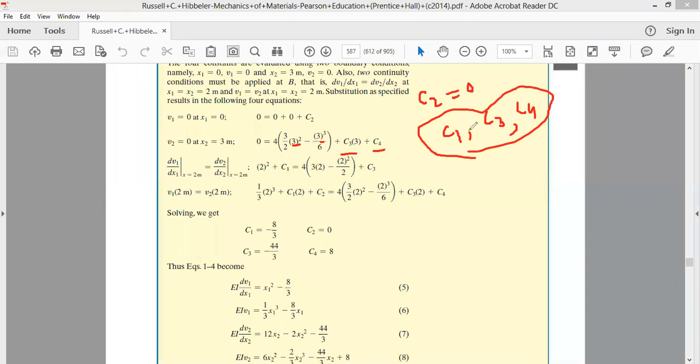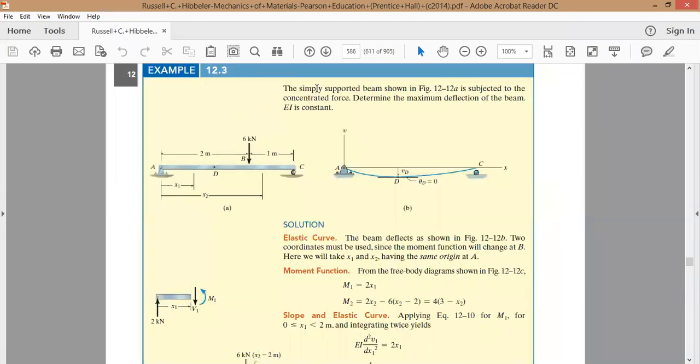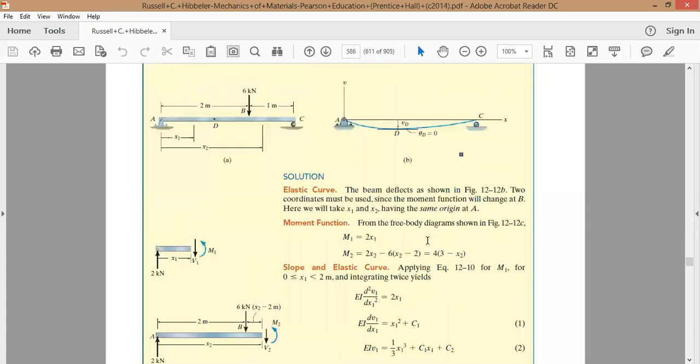So what is to be done? Look, we need some other conditions for it. If you look at the curve, the deflection curve has to be continuous from point A to point C. As given here, it has to be continuous at all the points, from point A to point B.